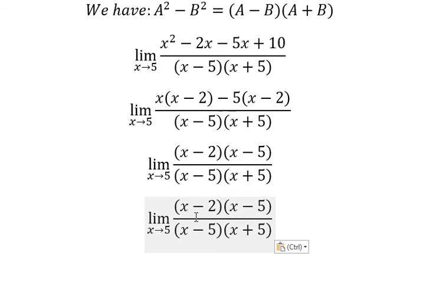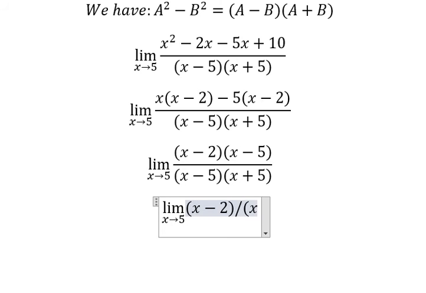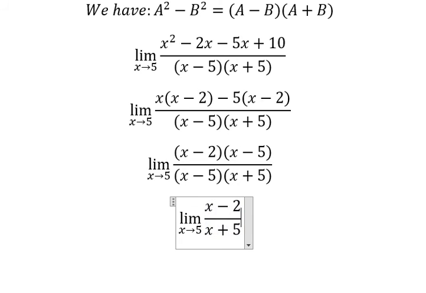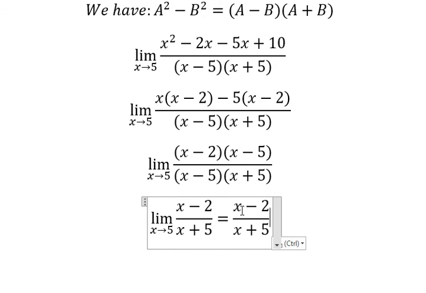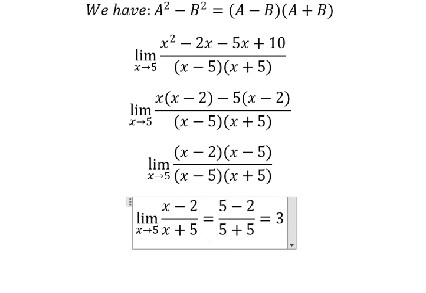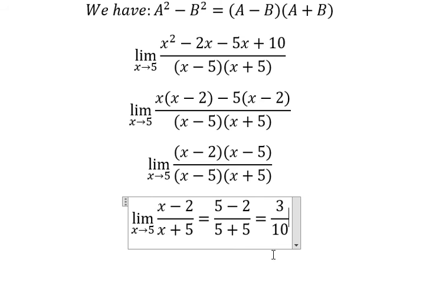And now we need to simplify s minus 5 on the numerator and denominator. And then we put number 5 and number 5 in here. You got 3 over 10. And this is the final answer.